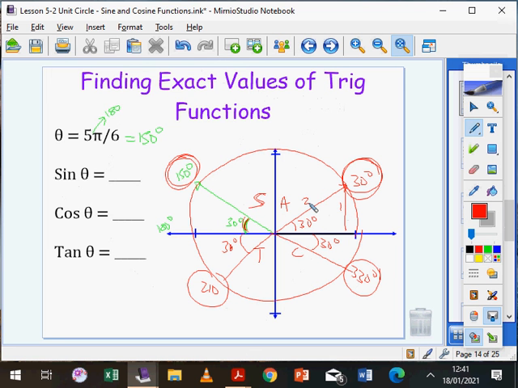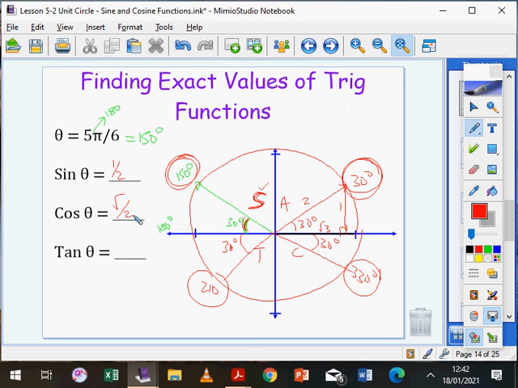So I hope you can see that the sine of 30 is a half. Since the sine of 30 is 1 out of 2, the sine of 150 also has to be 1 out of 2. I just need to check whether sine is positive in that quadrant. Yes. The cosine of 30 is root 3 divided by 2. The cosine of 150 also has to be root 3 divided by 2. And then check whether it's positive in this quadrant. No, so put a negative.